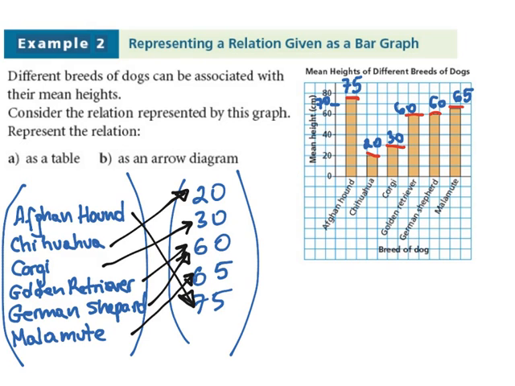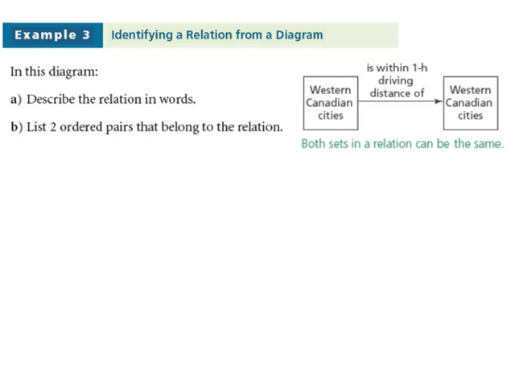Let's take a look at one more question. So in this diagram, we're going to describe the relation in words, and then we're going to list two ordered pairs that belong to this relation. Let's take a look at this picture. Western Canadian cities is within 1 hour driving distance of a Western Canadian city. Both sets in the relation can be the same. So we're going to describe this in words.